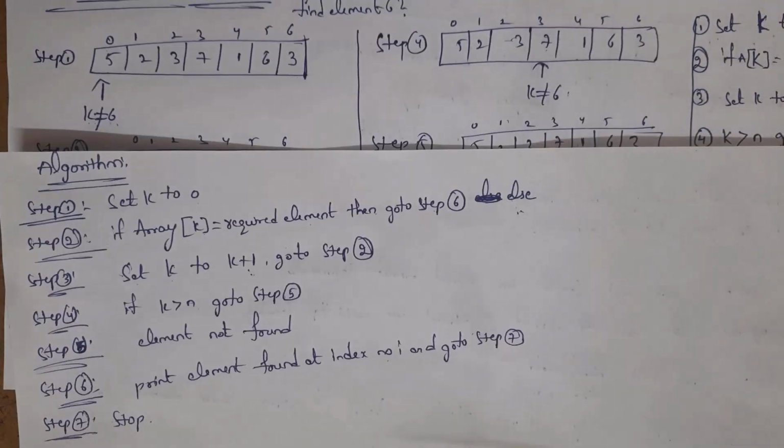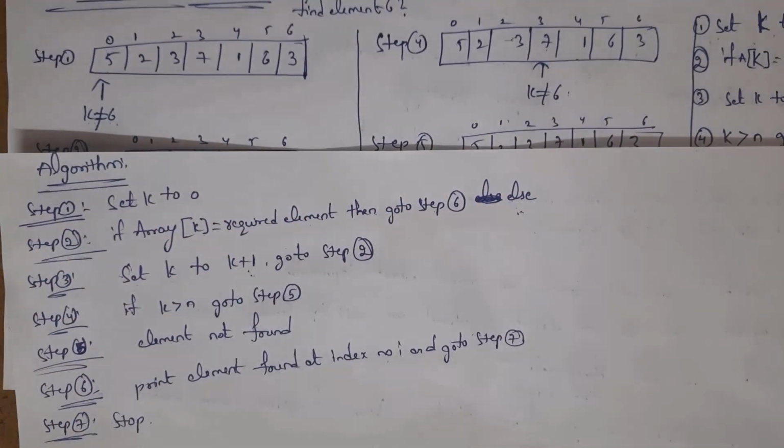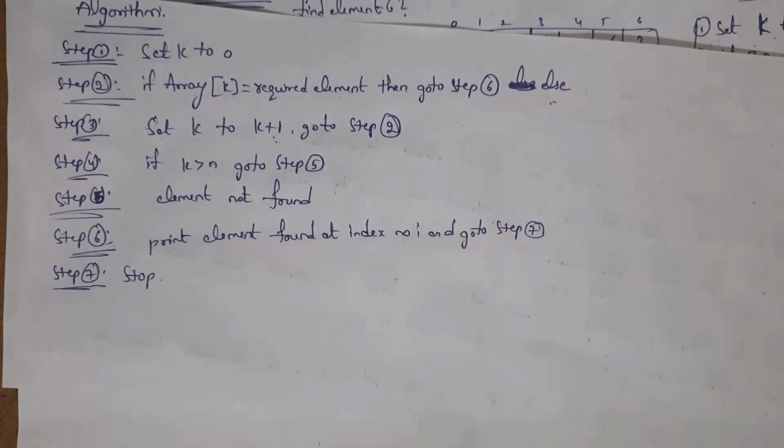For example, if I want to find element 30, element 30 is greater than these elements. So we need to write element not found, and the last step is stop. This is the algorithm of linear search. Next I will explain binary search.